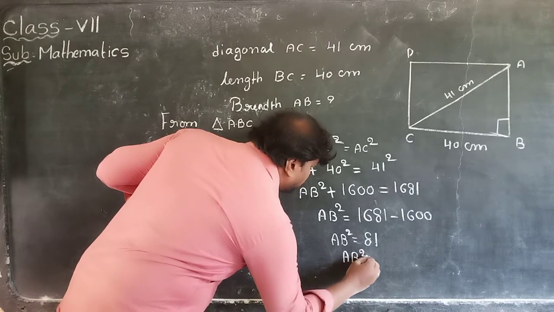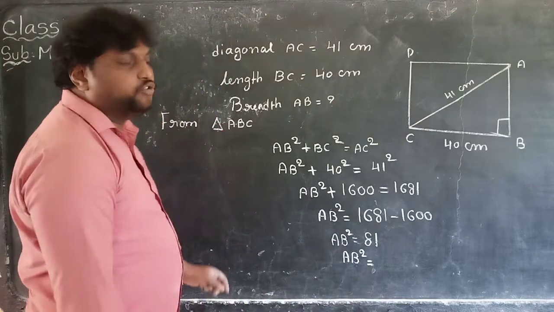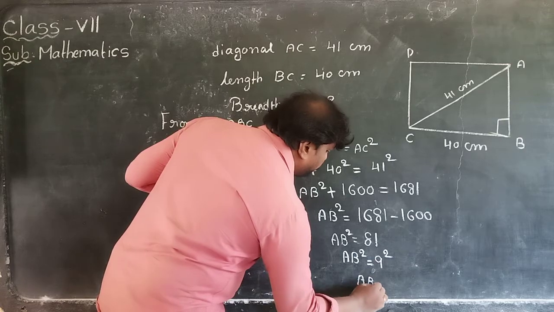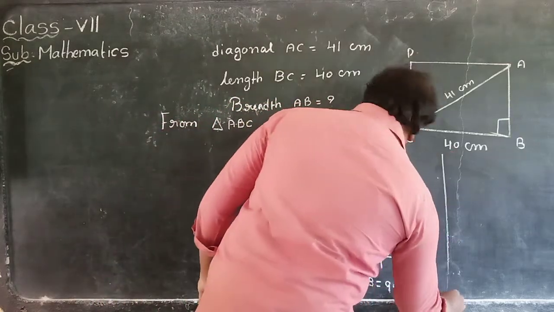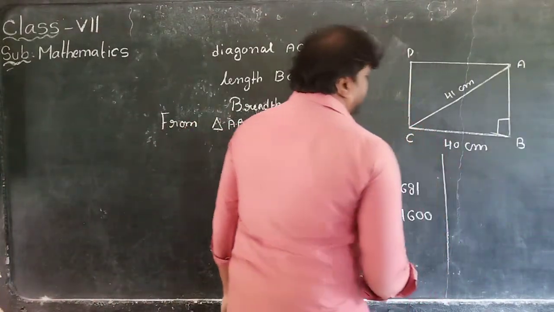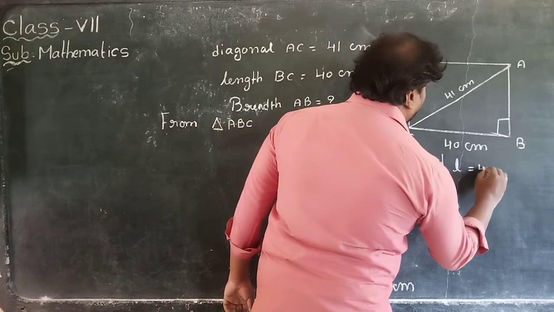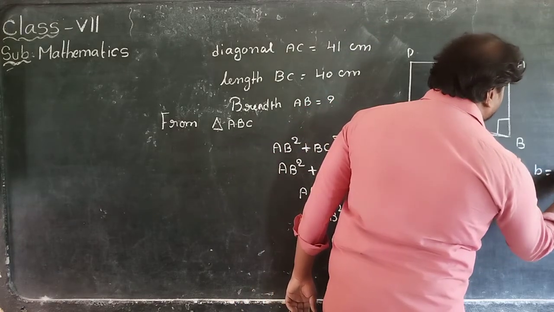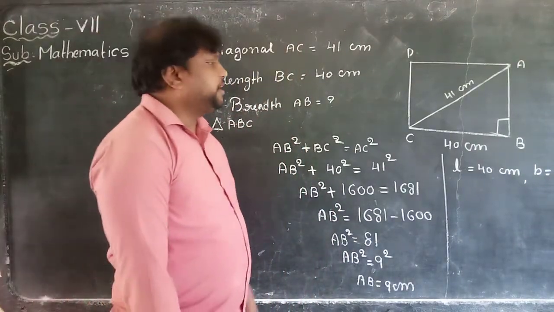AB square is equal to, already before class we calculated, 81 is equal to 9 into 9, means 9 square. Then AB is equal to 9 centimeter. This is the breadth of the rectangle. Now L is equal to 40 centimeter and breadth B is equal to 9 centimeter.